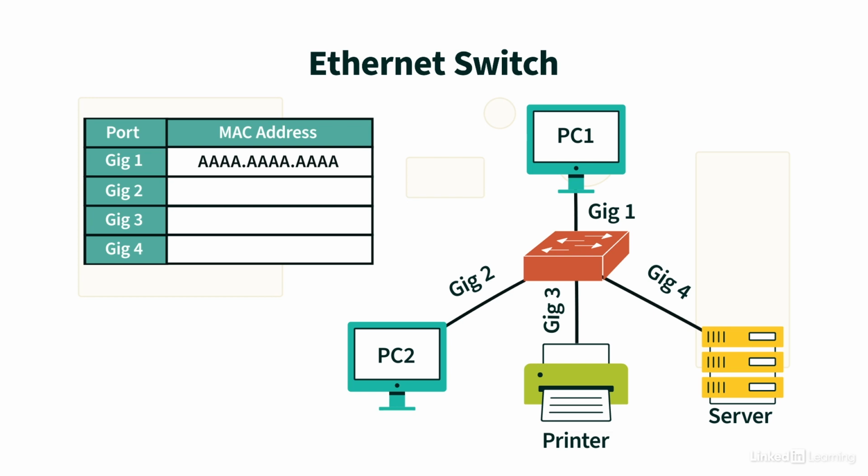Again, flooding happens when a switch doesn't know how to get to a frame's destination MAC address. The switch makes a copy of that frame and sends those copies out all other switch ports except the port that received the frame.